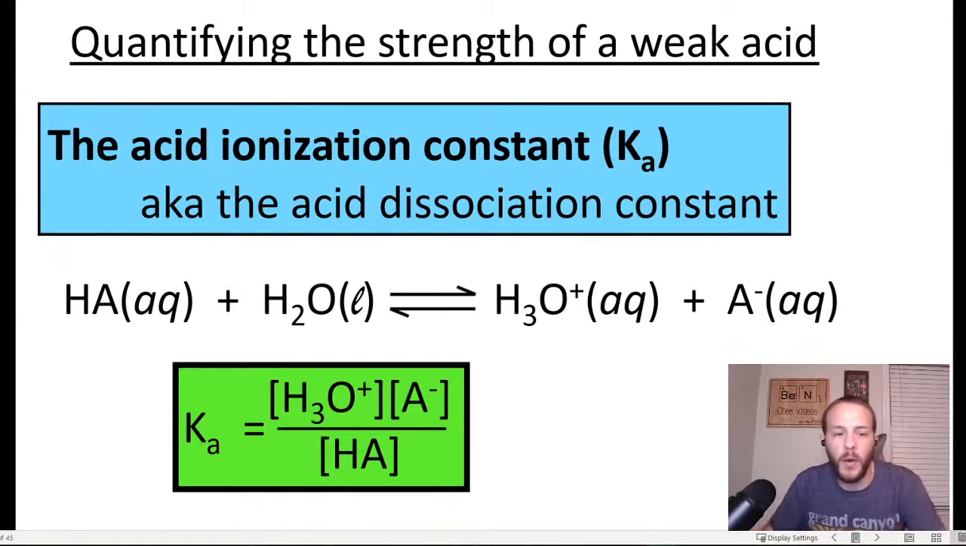Now, in this equation, all of the stoichiometric coefficients are 1, so we don't have to worry about raising anything to any power other than 1, which basically just means leaving it alone, right? Because anything to the first power is just whatever it is. So the expression for the acid ionization constant of a weak acid is going to look like this: the concentration of H3O+ times the concentration of A-, that's the conjugate base, divided by the concentration of the acid, HA.